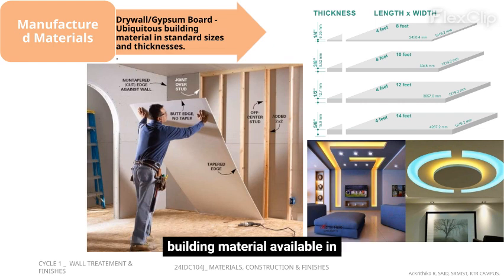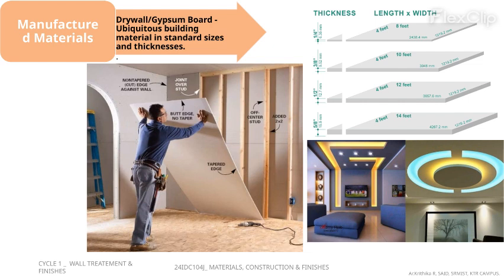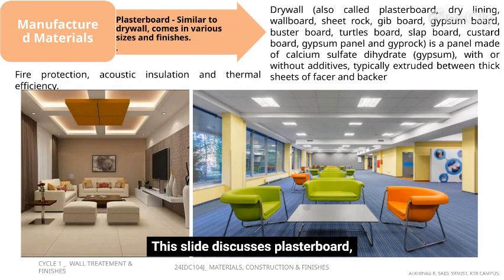Drywall is a ubiquitous building material available in standard sizes and thicknesses. This slide discusses plasterboard, similar to drywall, available in various sizes and finishes.